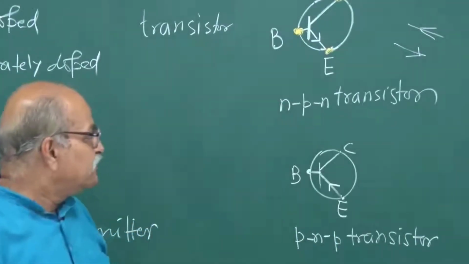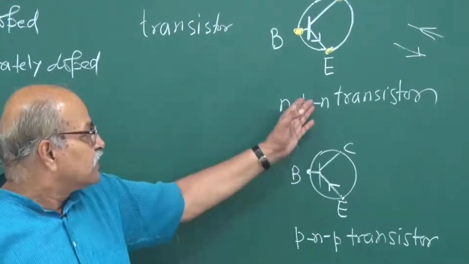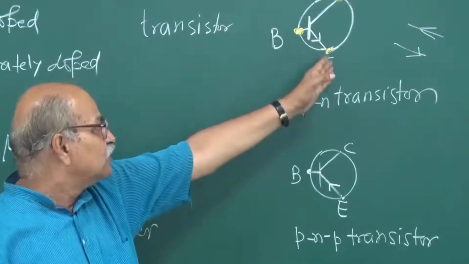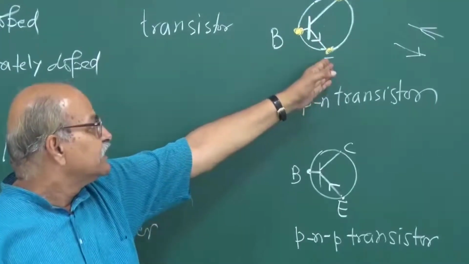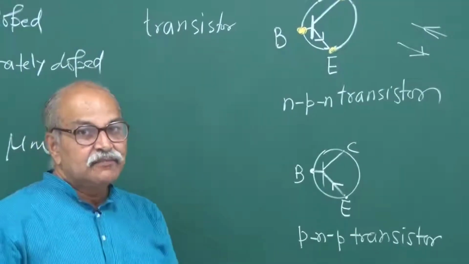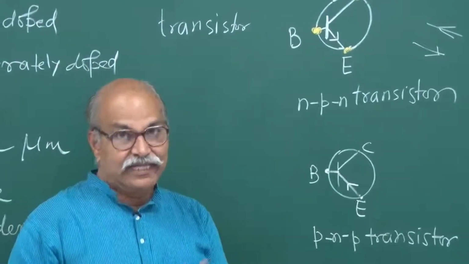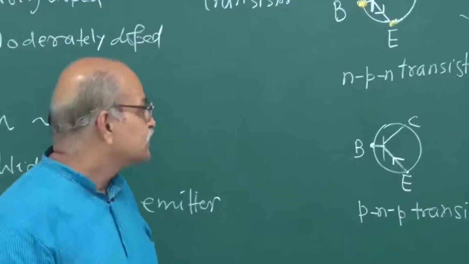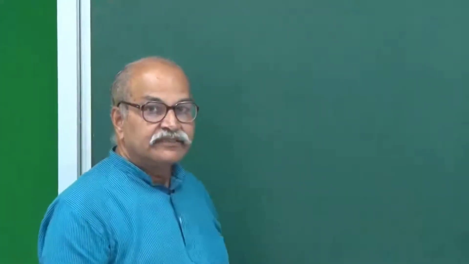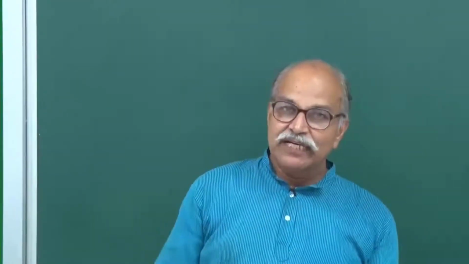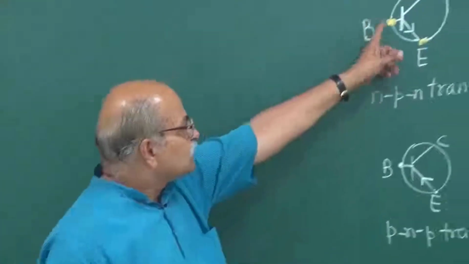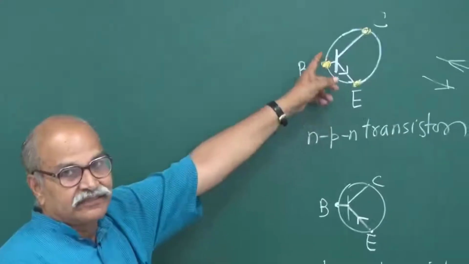And how do I remember this? If the arrow is coming from base to emitter side, then it is NPN, and the reverse is PNP. A little bit of physics will help in remembering this. And what is that? In normal operations with transistors, the base emitter junction.